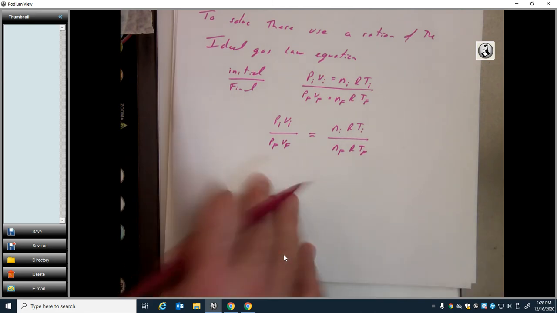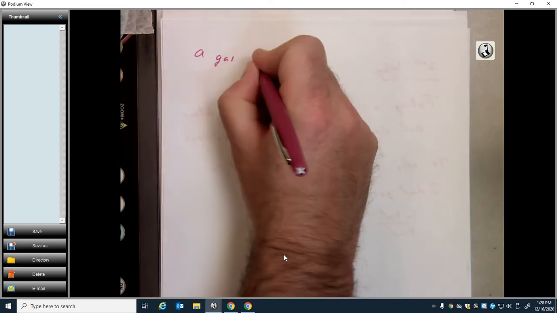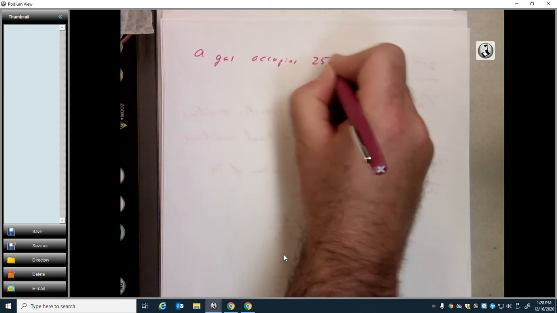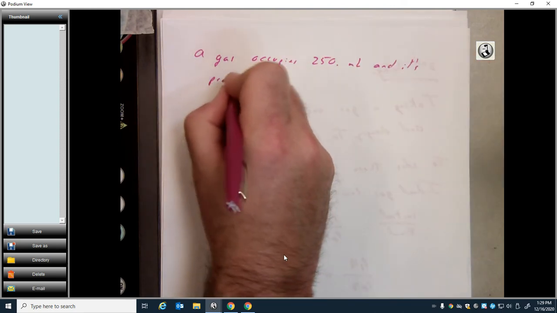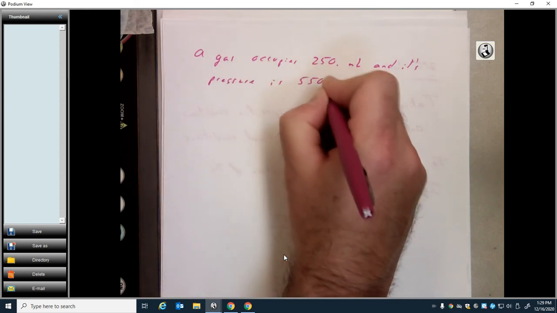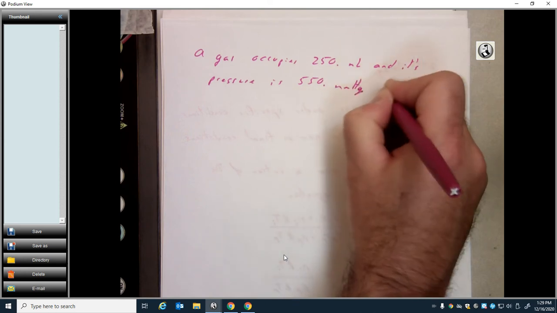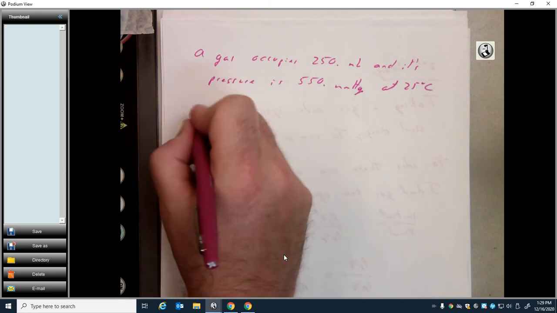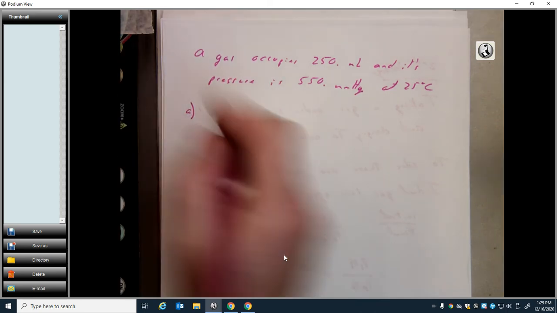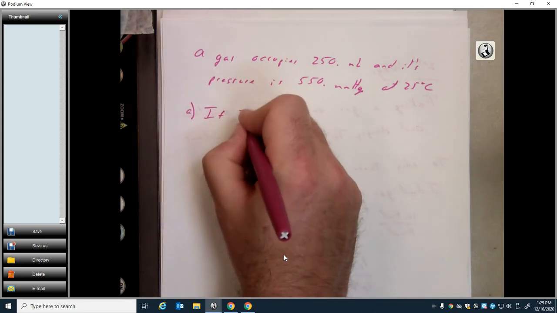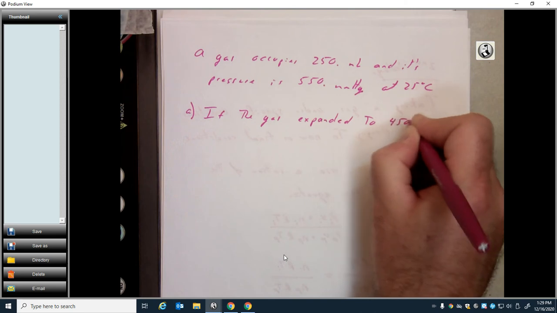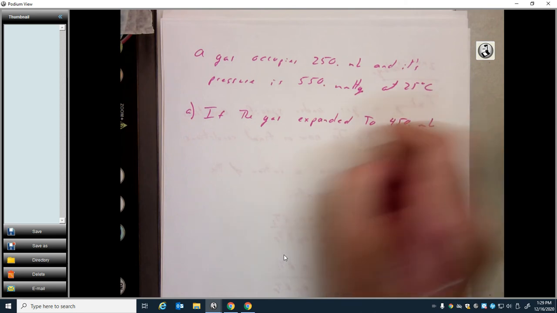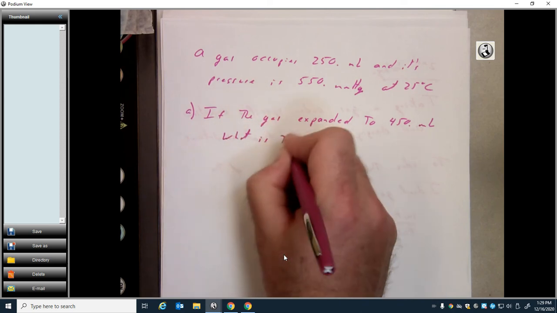All right, so let's try it. A gas occupies 250 milliliters and its pressure is 550 millimeters of mercury at 25 degrees C. Part A. If the gas expanded to 450.0 milliliters, what is the pressure?